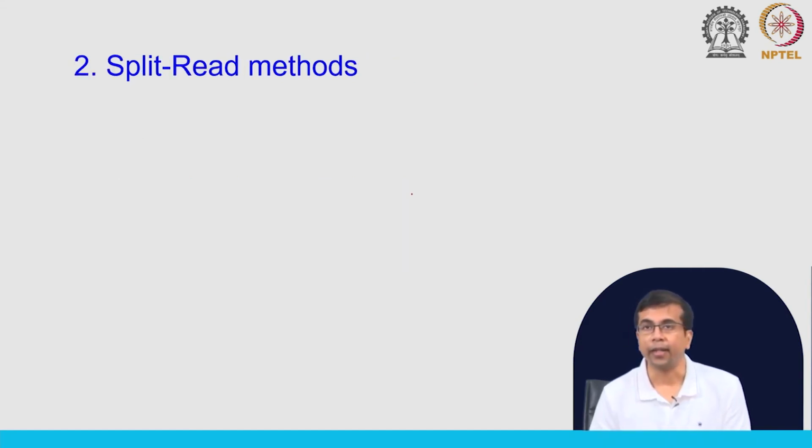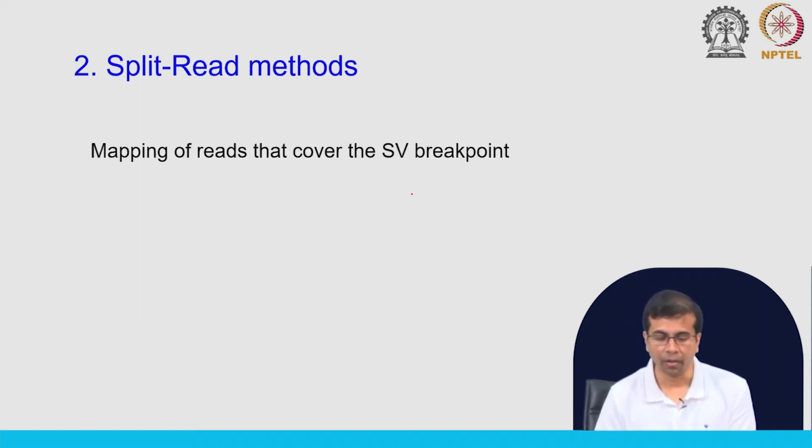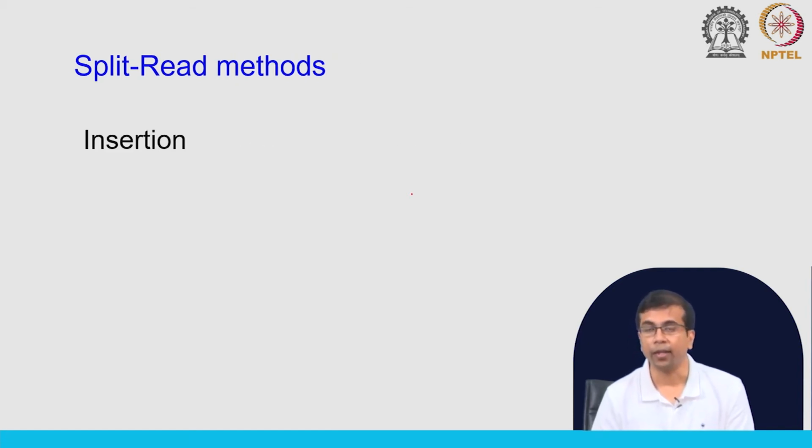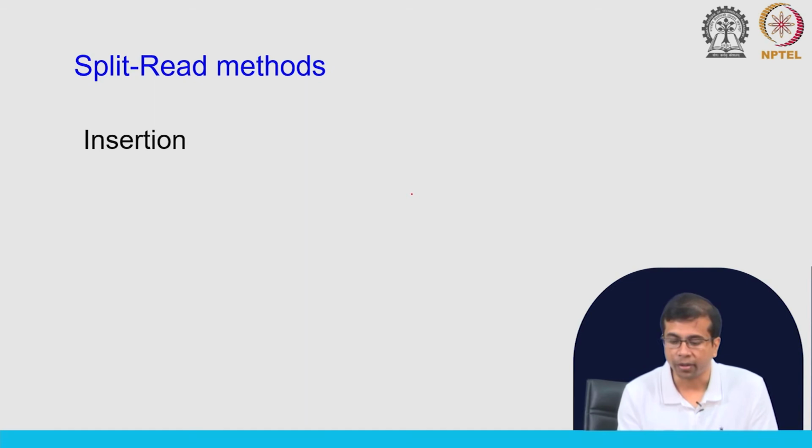Then you have a second type of method, which is called the split read method. We will talk about it in a moment. How does this work? These are the reads that actually cover the structural variant breakpoint. The breakpoint is the region where these structural variation events happen. We can again look at this in the case of an insertion. We are taking very simple examples.